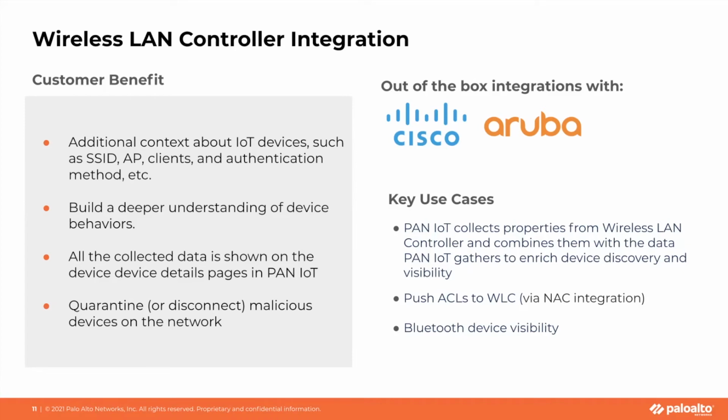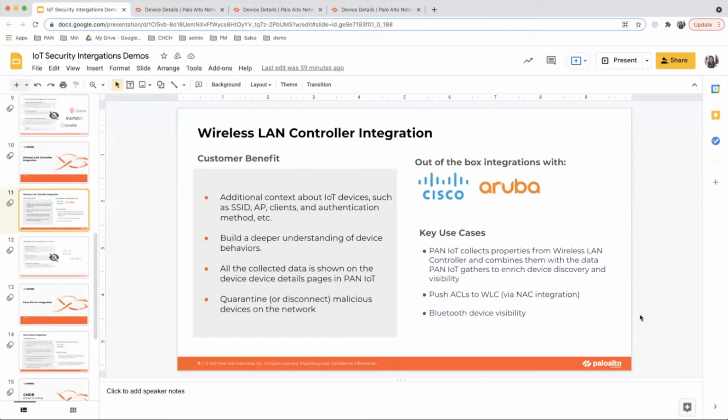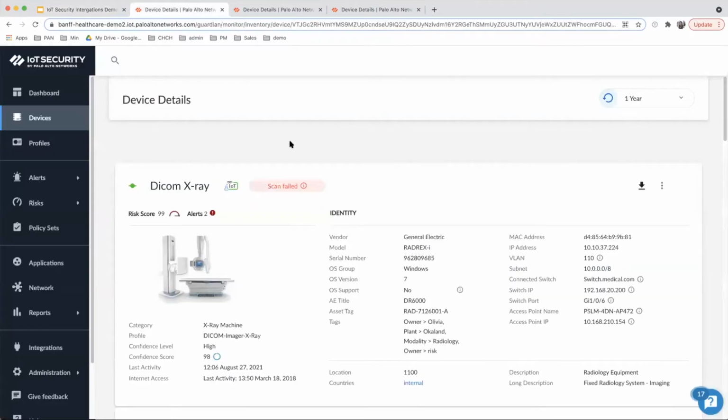Third, Palo Alto IoT enhances Bluetooth and BLE device discovery through wireless LAN controller integration to detect Bluetooth-related data and vulnerabilities. Now let's go to the demo and I will show you how this integration actually works.